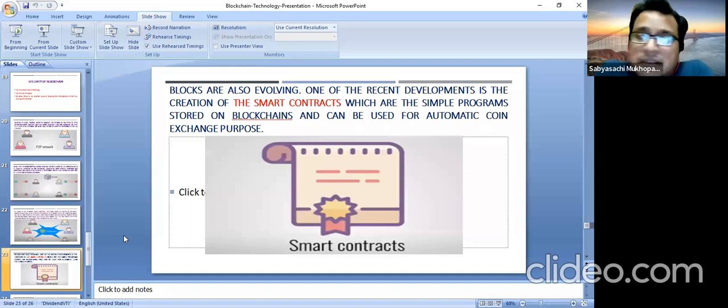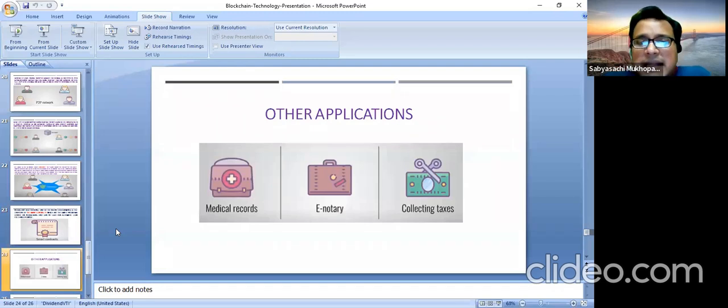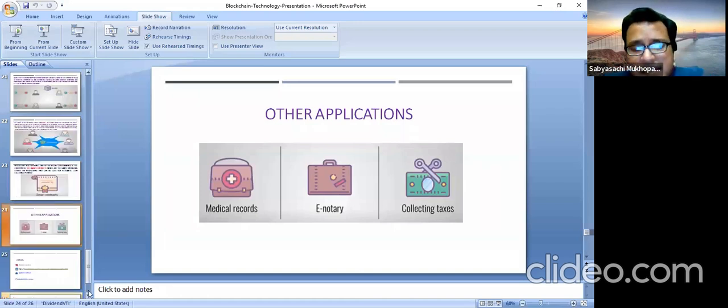Not only that, as I have already mentioned, even concepts related to quantum blockchain are on the minds of physicists and computer scientists. So definitely blockchains are also evolving. One of the recent developments is the creation of smart contracts, which are collections of simple programs stored in blockchains and can be used for automatic coin exchange. So smart contracts are a very effective way of doing automatic transactions using blockchains. As for other applications, Bitcoin is one of the popular ones, and there are also maintaining medical records, e-notary, collecting taxes, and a lot of other interesting things we can do with the help of blockchain.